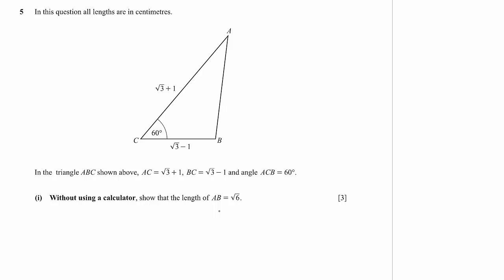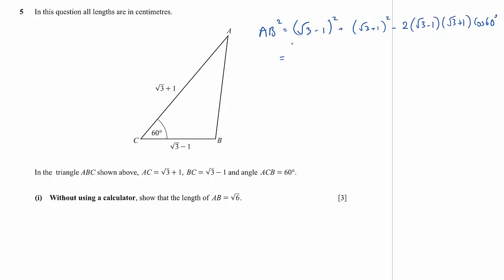Now it seems to me we should use the cosine rule, and I'm going to work in this area up here rather than trying to squeeze it down here. So I'm going to have that AB squared would be equal to root 3 minus 1 squared plus root 3 plus 1 squared, take away 2 times root 3 minus 1 times root 3 plus 1 times the cosine of 60 degrees.